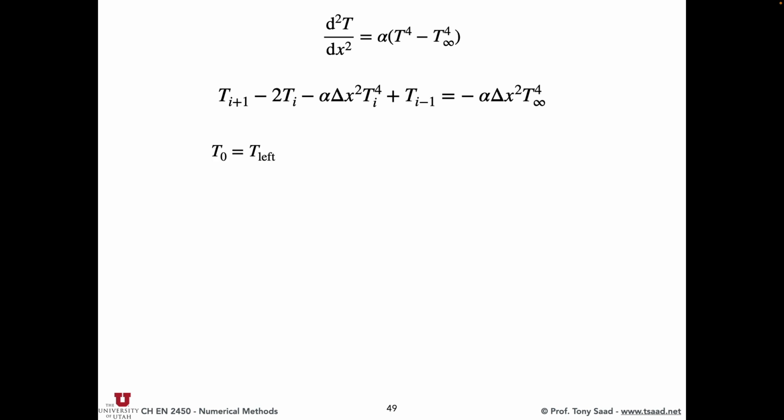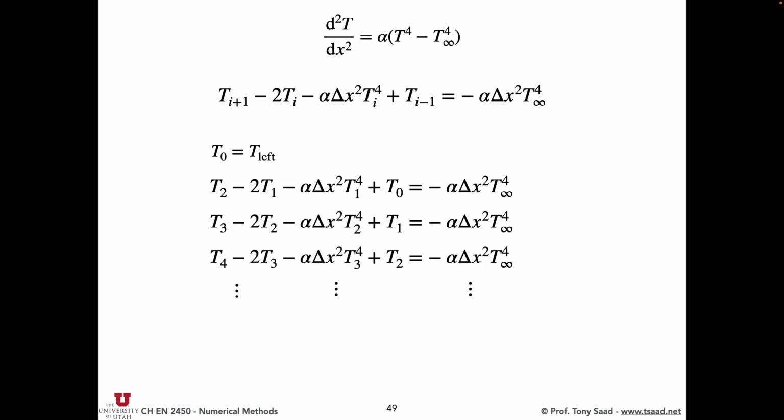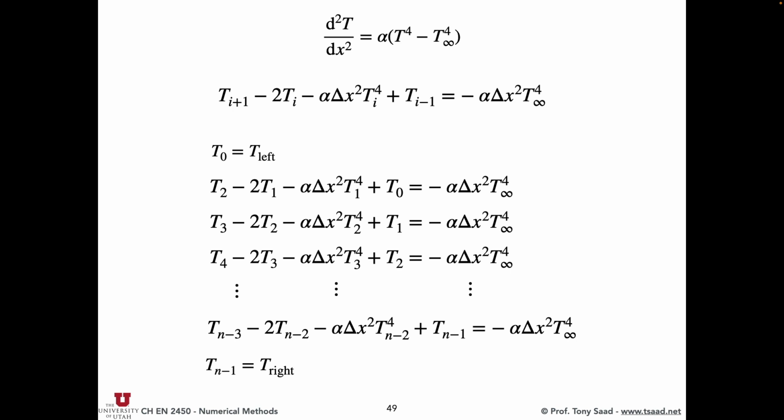So on the left-hand side, T0 is given to you, T left. And then at the first point, you've got T2 minus 2T1 minus alpha delta x squared T1 to the fourth, etc. And then on the right-hand side, it's a constant, right? Alpha delta x squared T infinity. Those are constant values. Then you continue all the way to the last point, okay? Each one of those equations is a nonlinear equation, but you cannot solve it alone because it depends on two other temperatures. So this second equation here, T2 minus 2T1, etc., that's at point T1. But it depends on T0, which you know, but it also depends on T2. You don't know T2, but the equation for T2 is given by this one. It's also nonlinear. For T2, you need T3, and it's given by this one, which is also nonlinear, and so on. So that's a system of nonlinear equations.